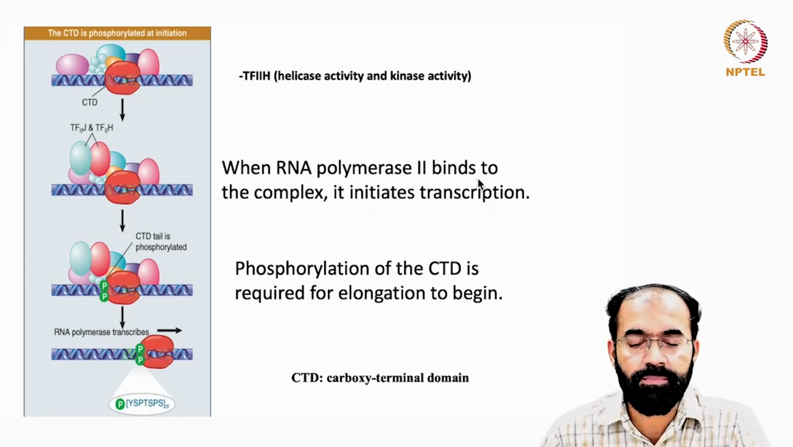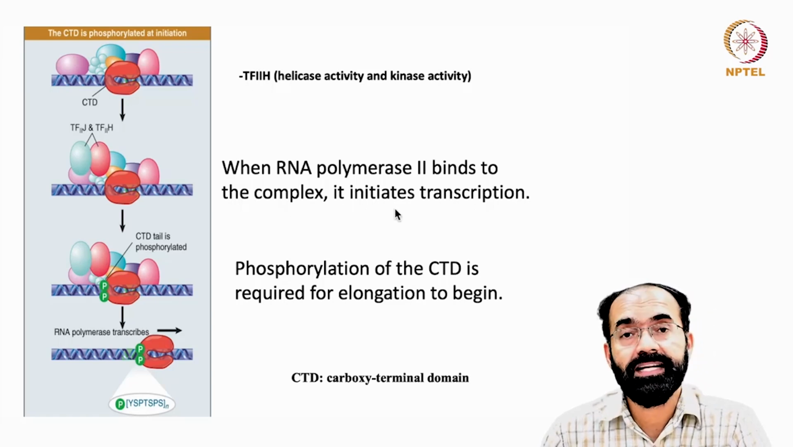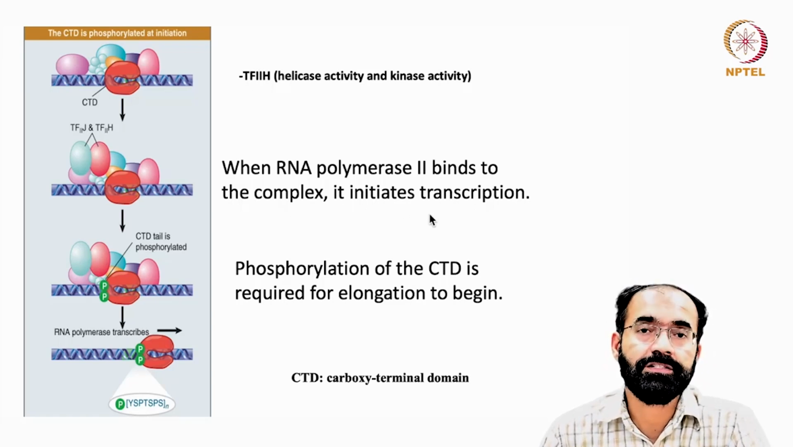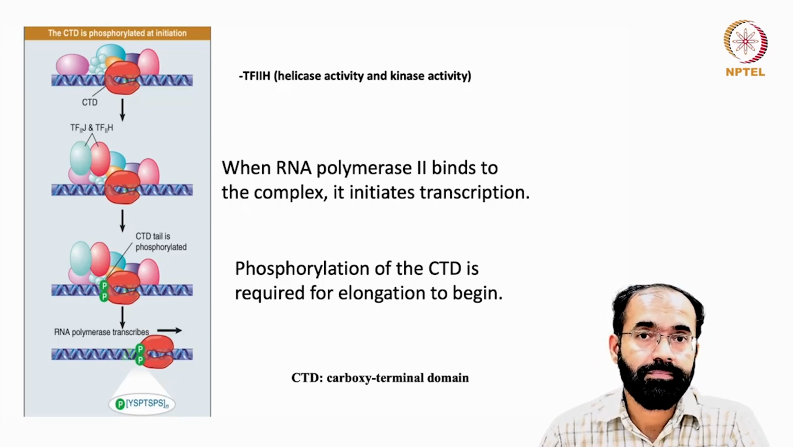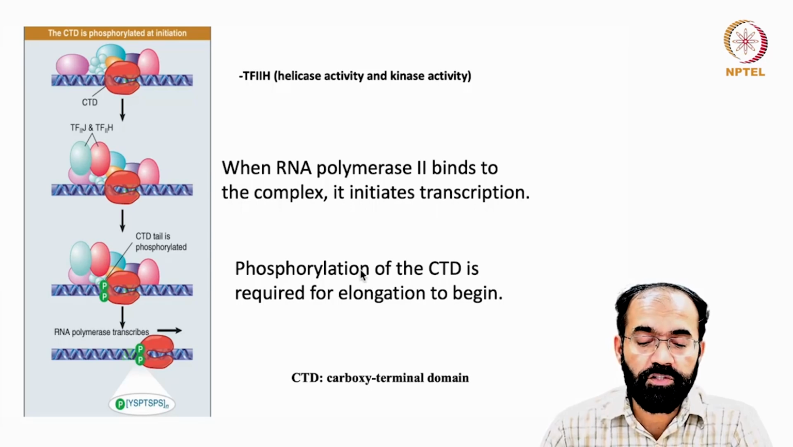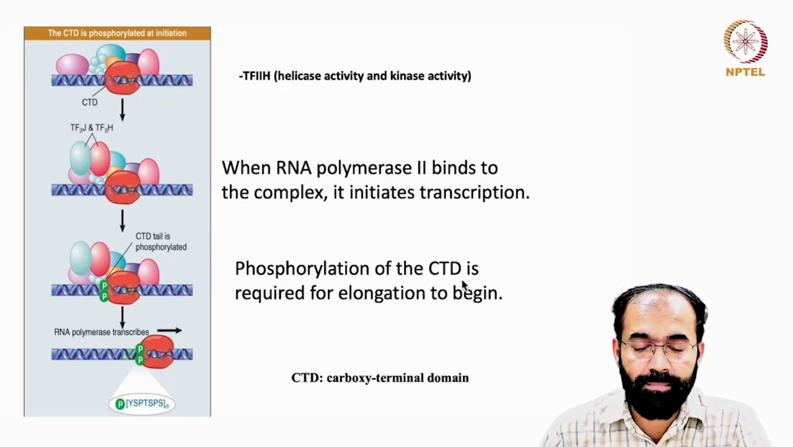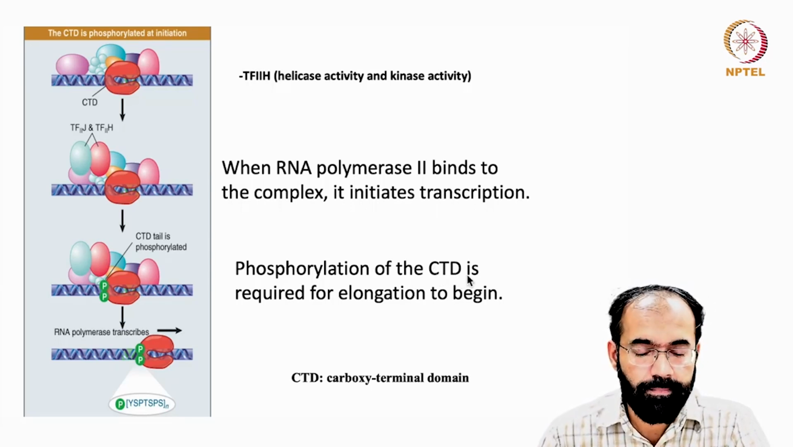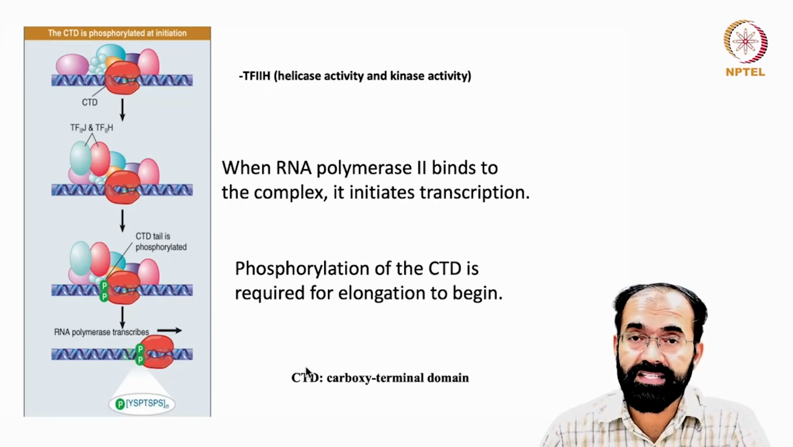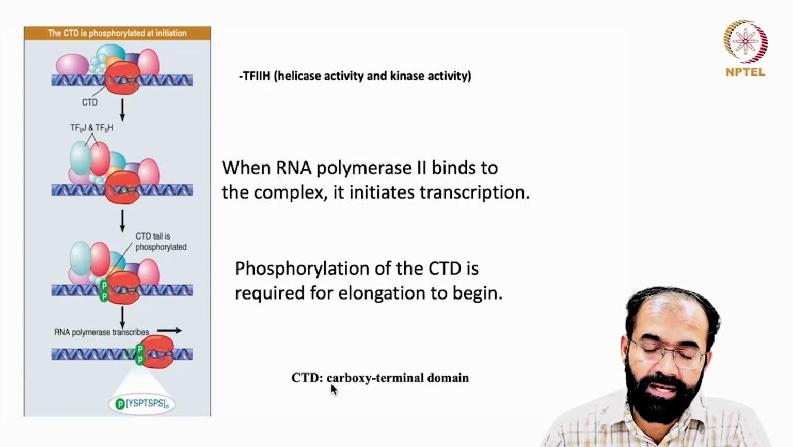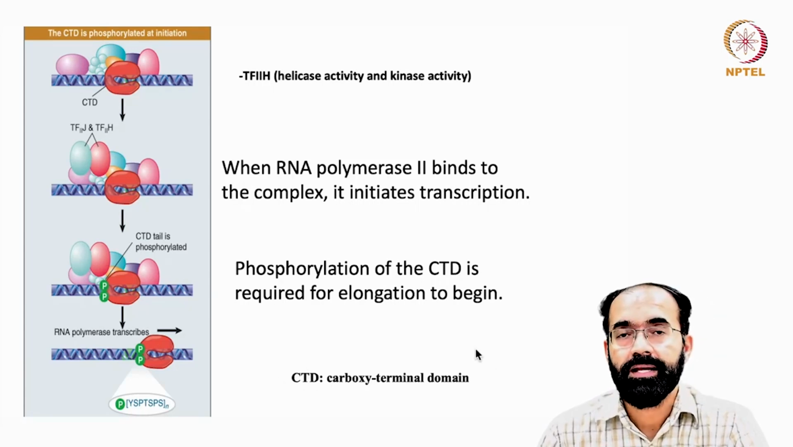So when the RNA polymerase 2 binds to the complex, it initiates the transcription, which is the complex made of TF2 D, A, H, like that. So the phosphorylation of the C-terminal domain, that is called CTD, is required for the elongation to begin. So what is the C-terminal domain? C-terminal domain is the carboxy terminal domain.